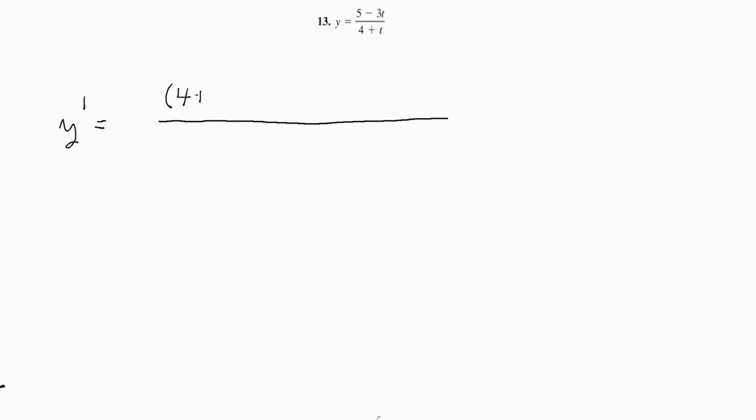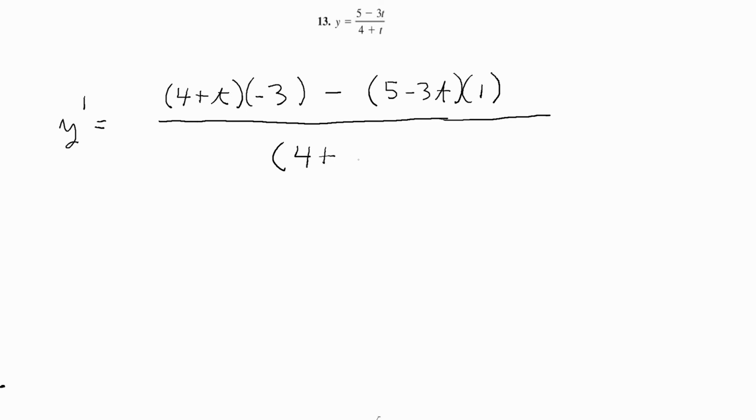So it's 4 plus t, that's g of x. Now I have to multiply that by the derivative of the numerator, which is just a negative 3. And then I have to subtract the numerator times the derivative of the denominator, which is just 1. And then that all is divided by 4 plus t squared, and that's just applying my quotient rule.